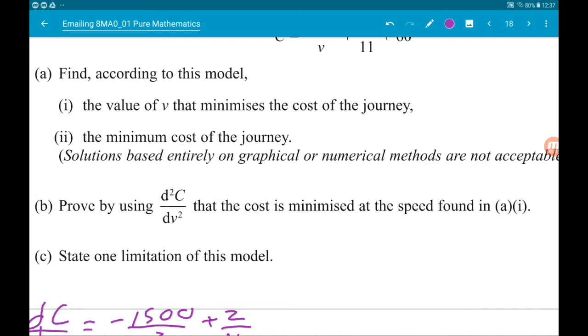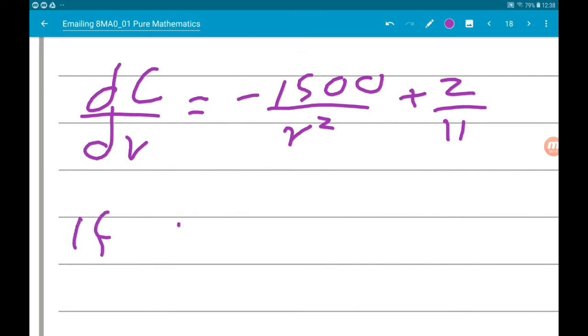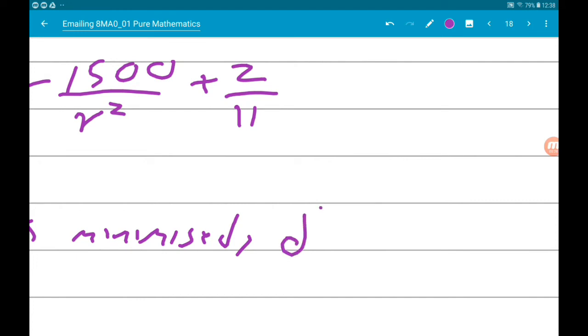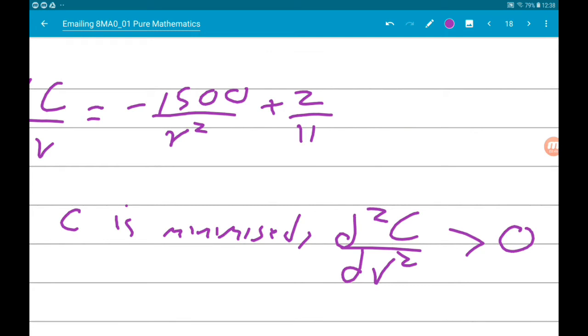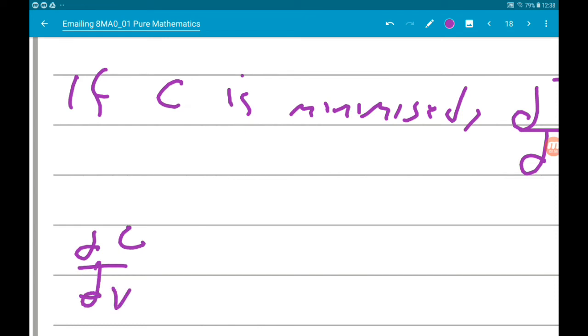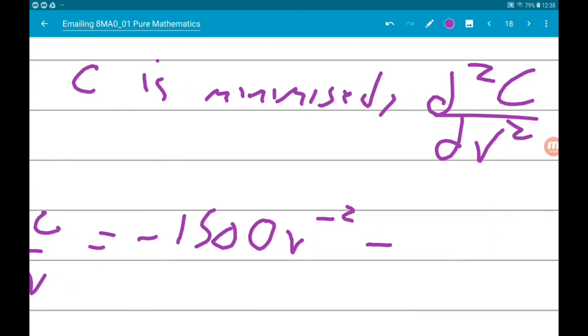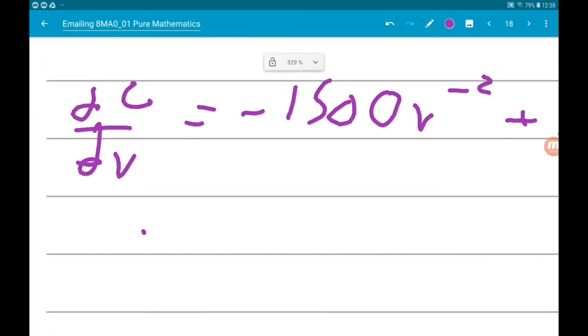Okay, part B says prove by using d squared C over dV squared that the cost is minimized at the speed found in part A. So, if C is minimized, then d squared C over dV squared will be greater than 0. So, dC by dV was minus 1500 over V squared, add 2 over 11. Now, let's rewrite that. So, dC by dV is minus 1500 V to the minus 2, add 2 over 11.